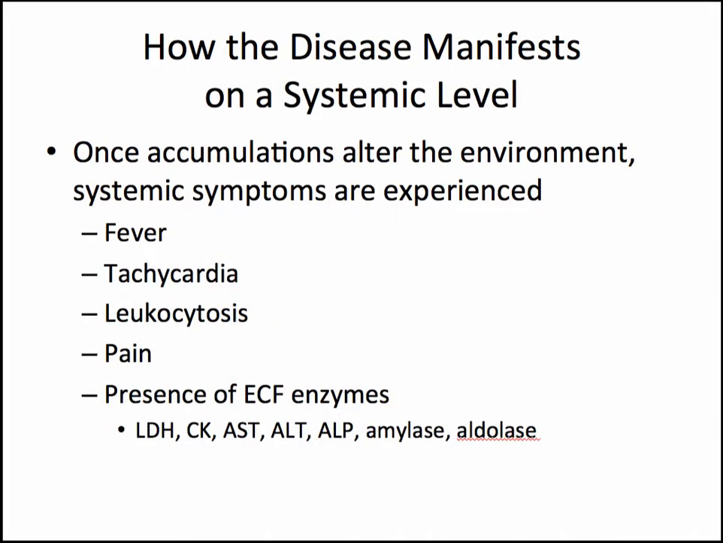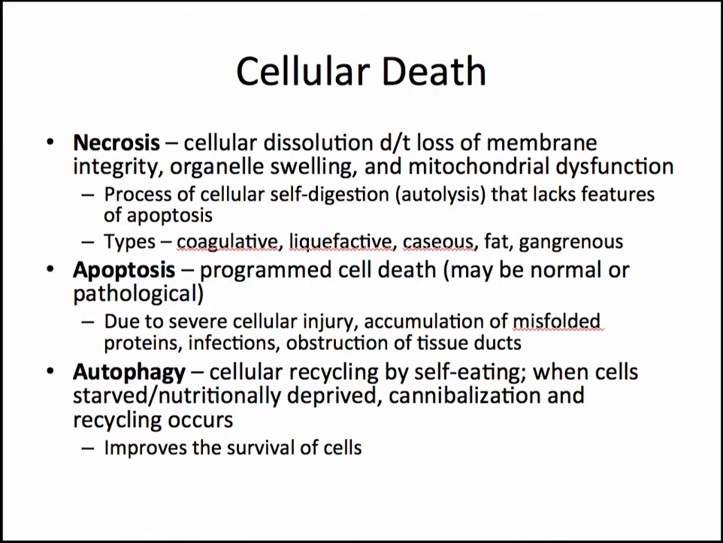On a systemic level, once accumulations alter the environment, systemic symptoms are experienced, such as fever, tachycardia, leukocytosis, pain, and the presence of extracellular fluid enzymes. The final stage of disease progression is cellular death. There are three distinct forms of cellular death: necrosis, apoptosis, and autophagy.